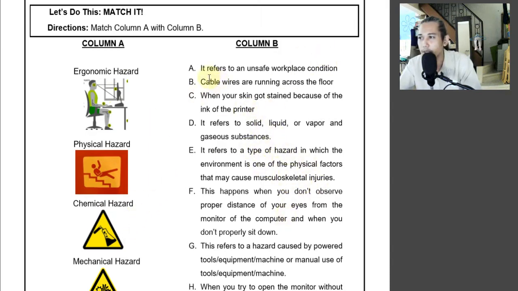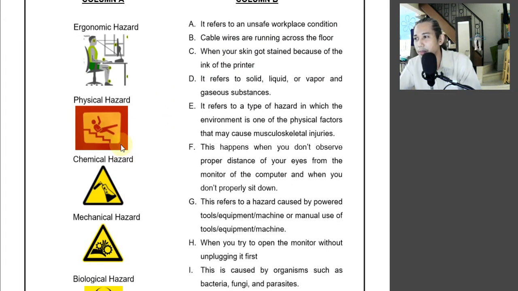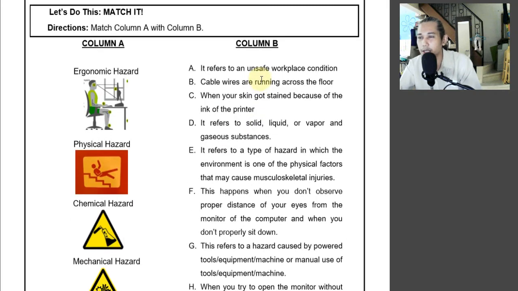For example, it refers to an unsafe workplace condition. Unsafe workplace condition, so that means the place is slippery. We call that a physical hazard. So, that is the answer. Cable wires running across the floor are the same, a physical hazard, because it has to do with the path we walk on. We can trip, no?